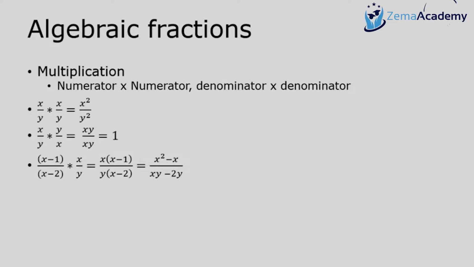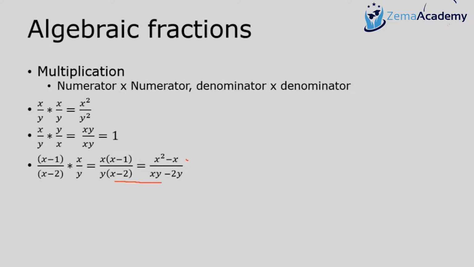And I'm going to multiply both of those out. And that's going to give me x squared minus x on the top here, and at the bottom I multiply out this process to give me xy minus 2y. And then I'm really stuck.